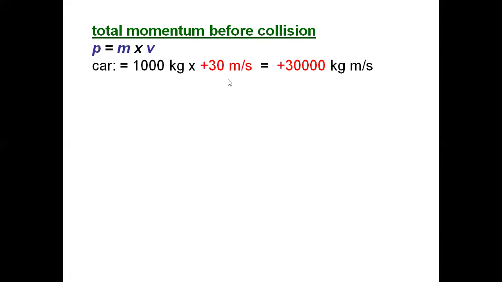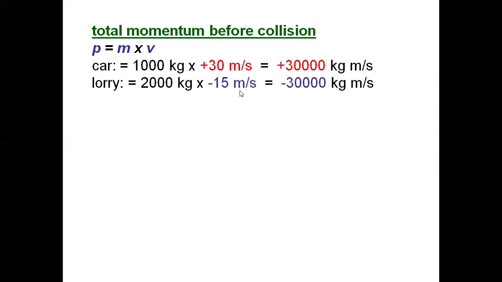Car's mass was 1000, velocity was 30. So mass into velocity, 30,000 kg meter per second. Lorry was moving in the opposite direction, so sign is negative, minus 15. So this is 30,000. So what will happen after collision? If they add up, the momentum is 0. It means total initial momentum is 0, so total final momentum will also be 0. Though they are in motion, total initial momentum is 0.